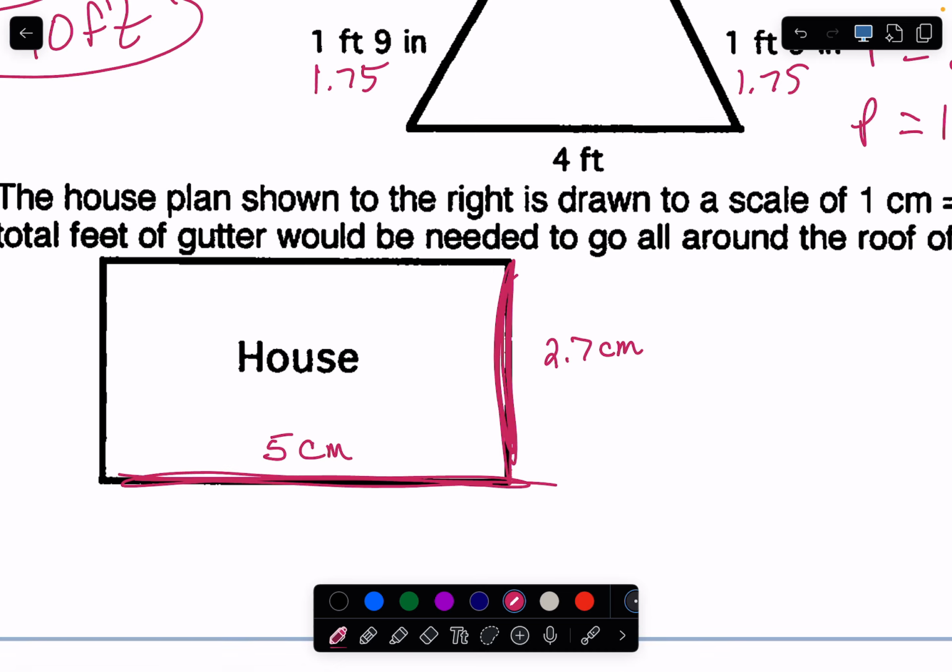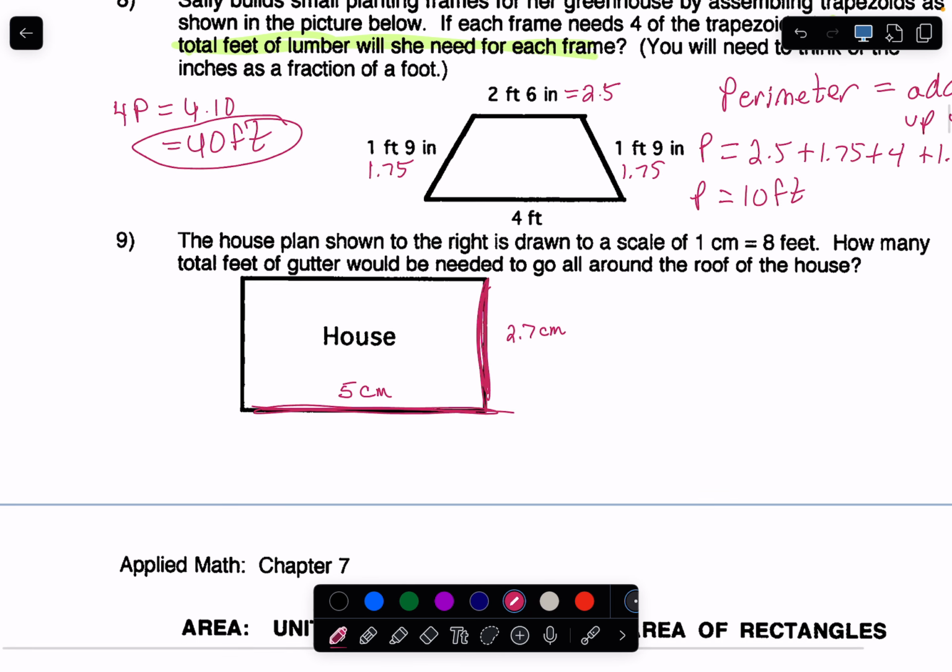Okay, so we've got these measurements. Now, this is a scale drawing, and we're going to talk about scale drawings a little bit more next week, I believe. But let's think about what they told us. Every centimeter is equal to 8 feet. So we have these centimeter measurements, and we need the feet of the gutter around the house. So we need to convert those to feet. Here we're going to set up some proportions, and we're going to practice proportions today, but we're going to explore them more later. But let's do this one first.